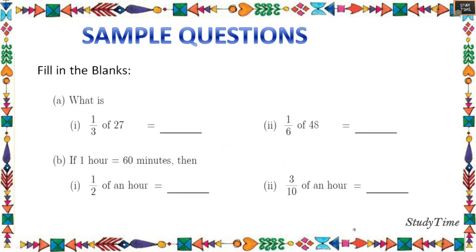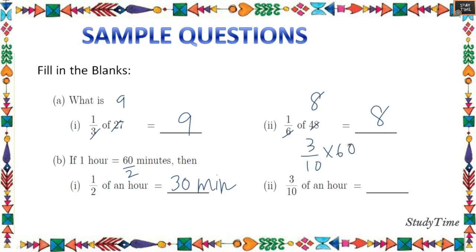Next, what is 1 by 3 of 27? So 9 times. So it is 9. 1 by 6 of 48: 6 6s are 36, 6 7s are 42, 6 8s are 48. So 8. Half of an hour is 30 minutes, because you have to divide it by 2. 3 by 10 of an hour is 60 divided by 10 times 3. So it is 18 minutes.